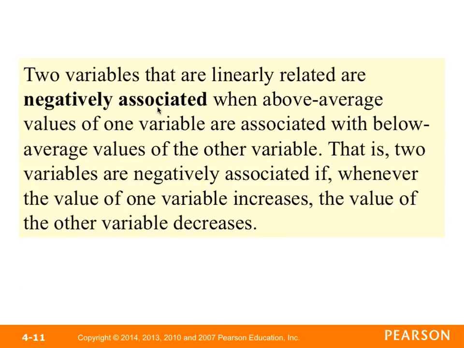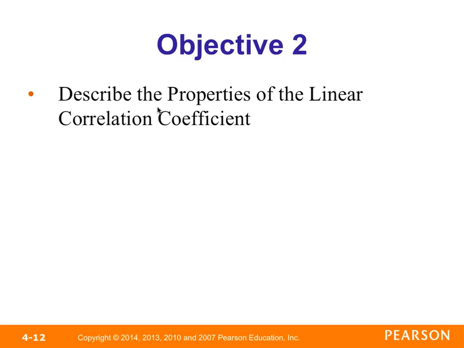Negatively associated is the one where we had our decreasing slope or negative slope. So the two variables that are linearly related are negatively associated if above average values of one variable are associated with below average values of the other. Or we could say that as one increases, the other one decreases. So we have kind of this negative relationship here. So the variables can either be negatively or positively associated if they're linearly associated at all.